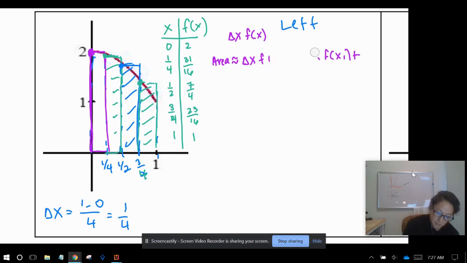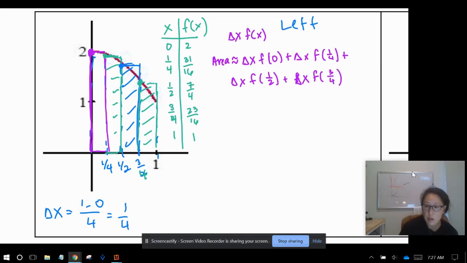f of 0 plus delta x times f of 1/4 plus delta x times f of 1/2 plus delta x times f of 3/4. And then I don't have to worry about f of 1 since that's on the right side of the rectangle. All right, so we're just going to substitute in. I'm going to GCF my delta x to the front. So my change in x is 1/4.